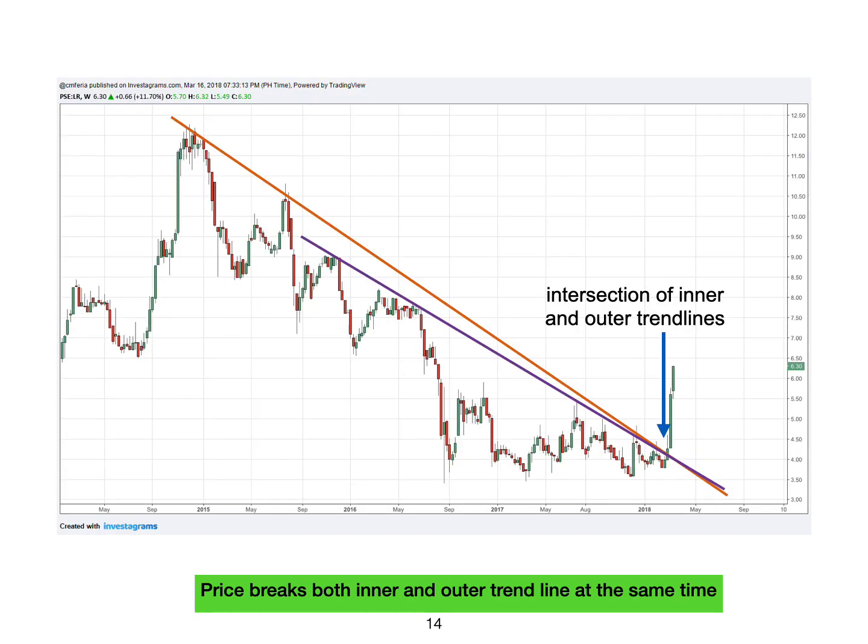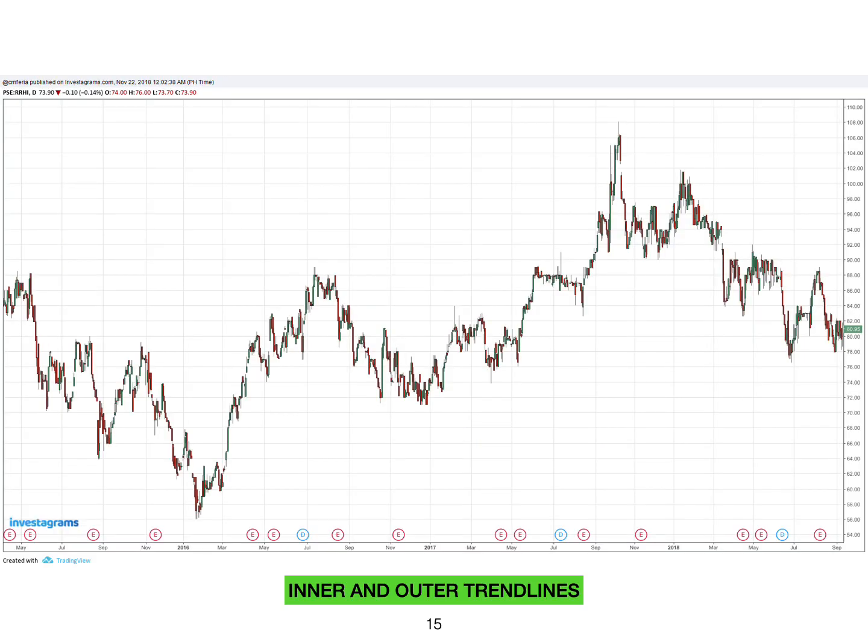When the inner and outer trend lines have a common resistance area and price breaks above that common resistance area, the result is a strong momentum move as shown here. Now here's another example of a chart showing the inner and outer trend lines.